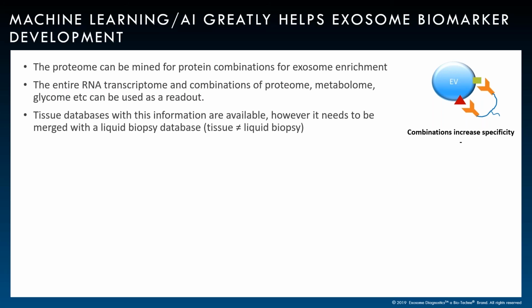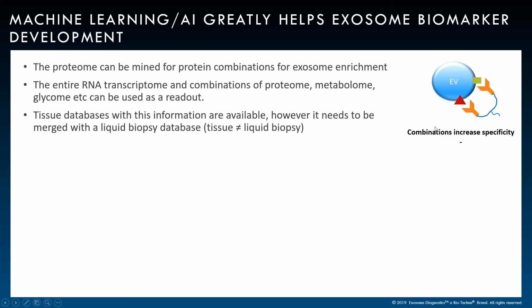So exosomes are complicated entities because they have so much going for them and a lot of different components associated with them. They have a bunch of different proteins on the surface. They have a lot of different content. And using machine learning or AI to help you in the development phase is important because you can find combinations that increase the specificity of your marker.